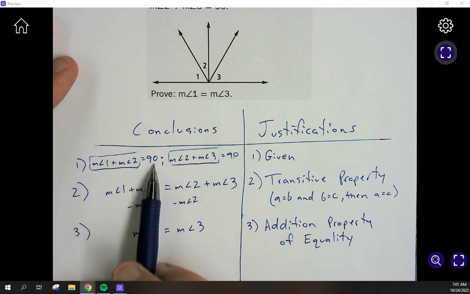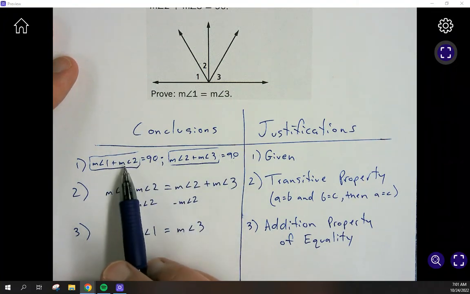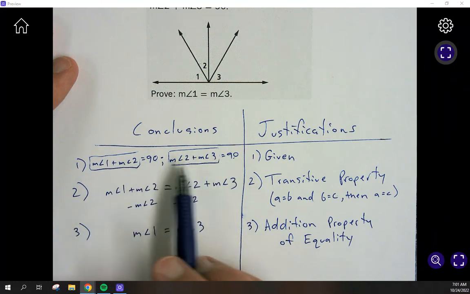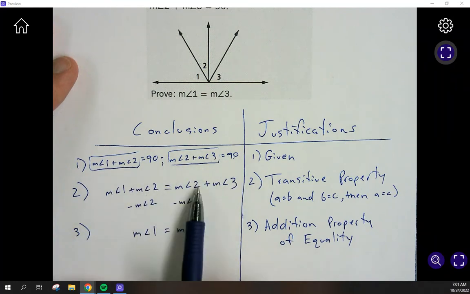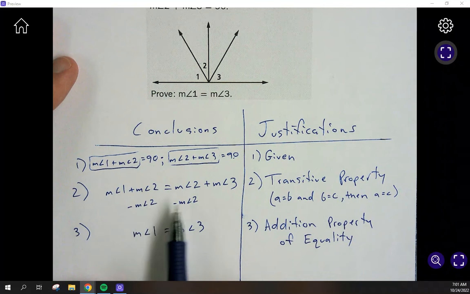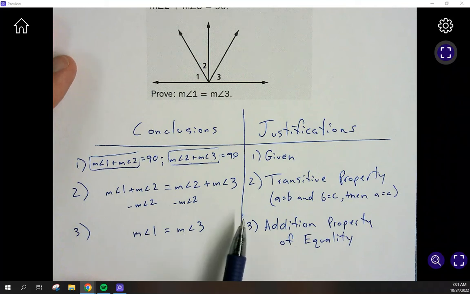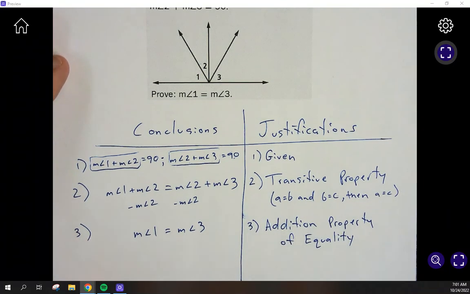So if this, then this, how did we get there? Just a quick review again. We knew two different things both equaled 90. So that means they equaled each other by the transitive property. We saw that we had the measure of angle 2 on both sides, so it could be canceled by minusing it or adding a negative. Okay, so those go away. We're left with the measure of angle 1 has to equal the measure of angle 3 based on the addition property of equality.